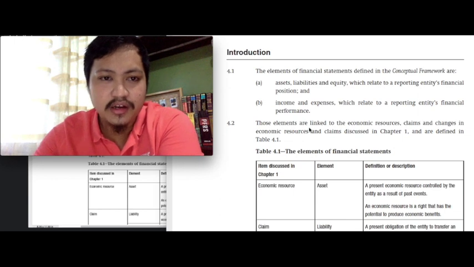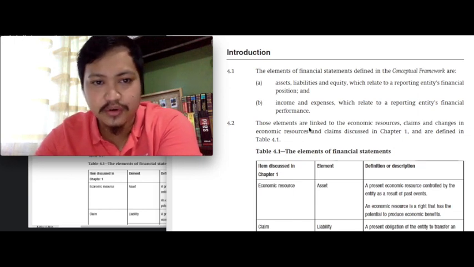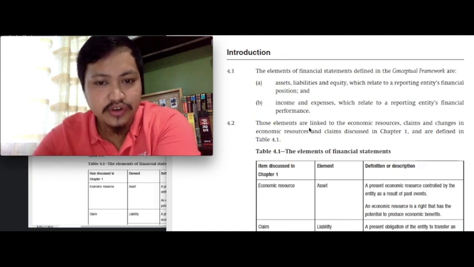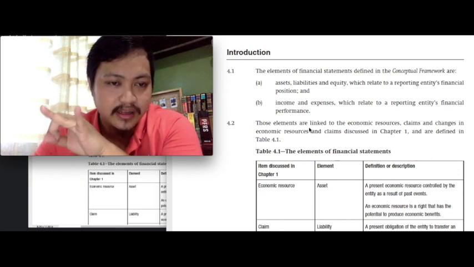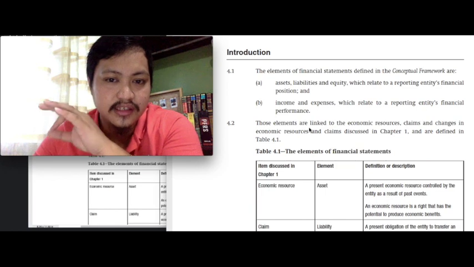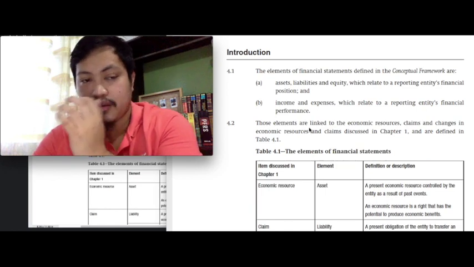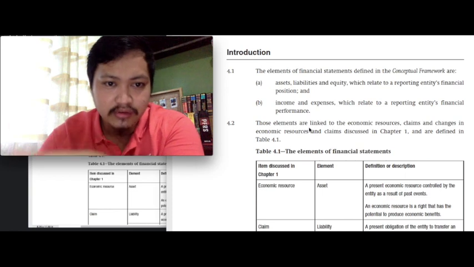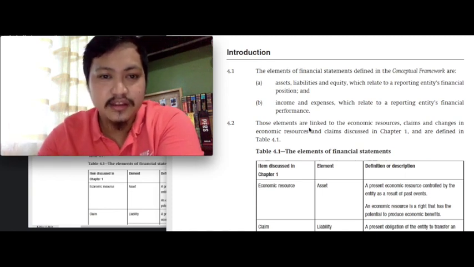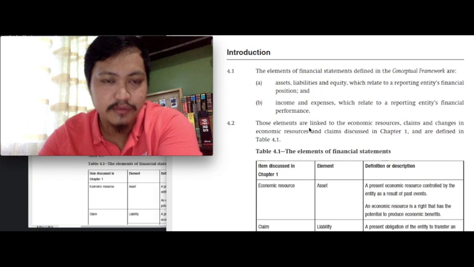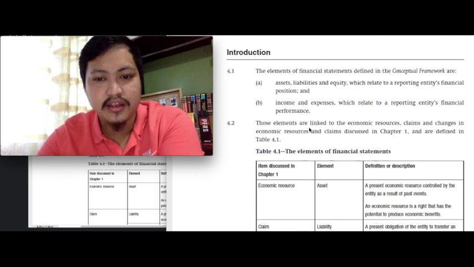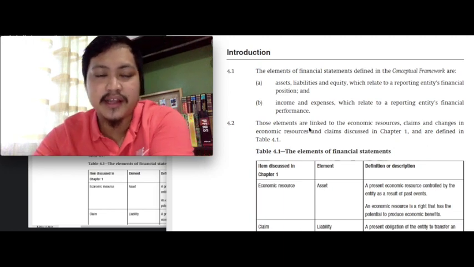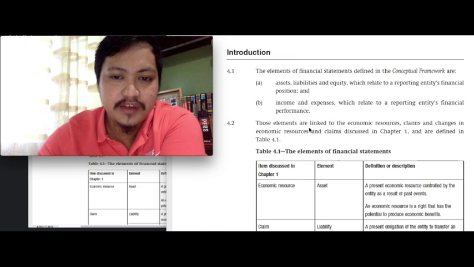So if you can recall, class, in the objectives of your financial reports, one of the objectives there is to provide useful information about the economic resources of the entity, the claims against the entity, and the changes in these resources and claims. Okay, so basically, when we are now talking about financial statements, the financial statements would still be providing information about economic resources, claims, and the changes in the resources and the claims. But this time, we are now being more specific, class.